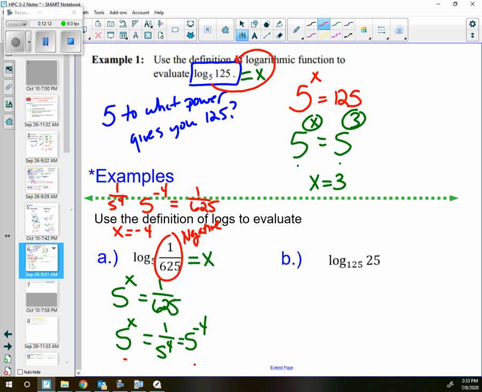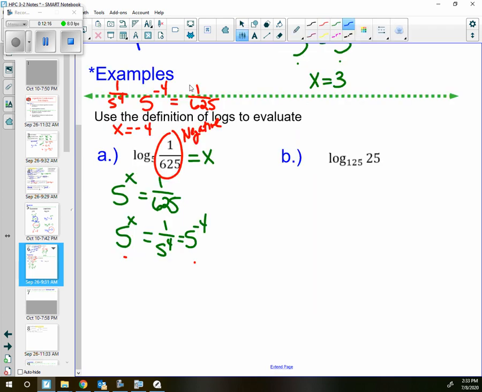All right, this one's kind of goofy too. Let's take a peek at this one. Log base 125 of 25. What would that be equal to?